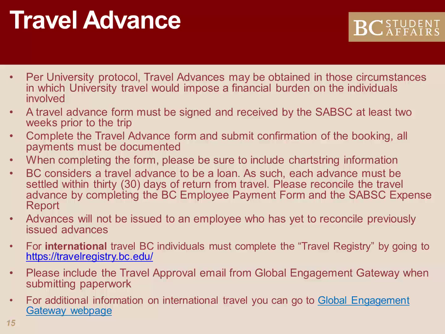For employees who have yet to reconcile previously issued advances, new advances will not be issued. For international travel, BC individuals must complete the travel registry by going to the travel registry link. Please include the travel approval email from Global Engagement Gateway when submitting paperwork. For additional information on international travel, you can go to the Global Engagement Gateway webpage.